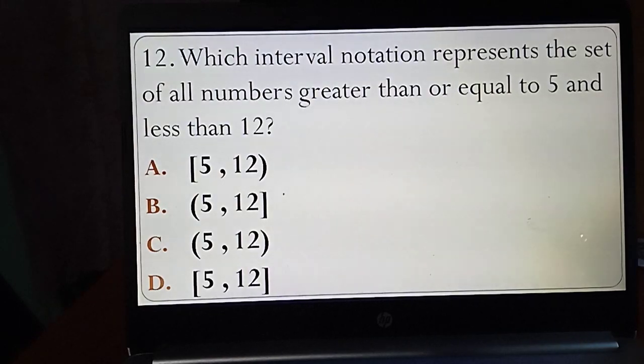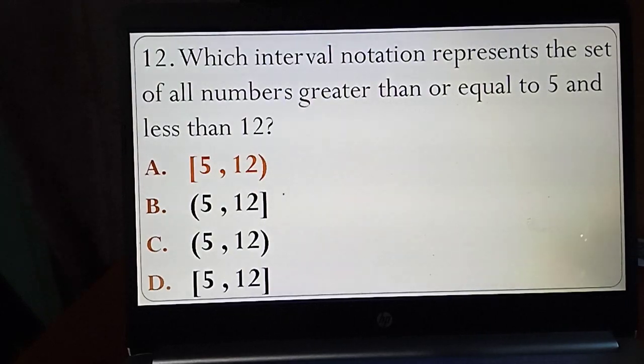So we can have that as all real numbers greater than or equal to 5, because it's from 5 to 12. So greater than or equal to 5 and less than 12. So it should be less than 12 because 12 is not included. So the answer of that is letter A.